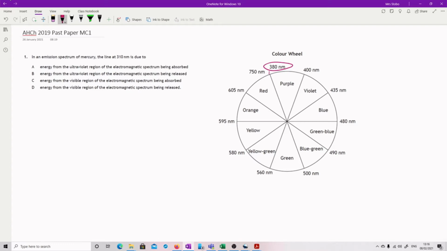So what we're saying is anything less than this number, so anything the other side of 380, is going down into the ultraviolet. And you've also got the highest number here is 750, and anything bigger than that is going into the infrared. Okay, so at 310, we're in the UV. Okay, so let's get rid of these two. And then you're told it's emission. So emission means that it's released. So there you go. And that's it.